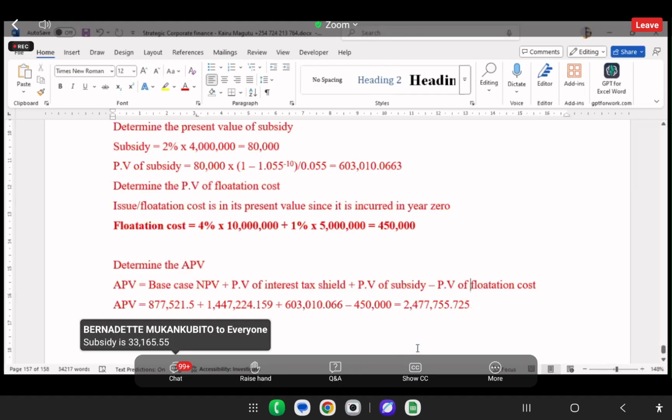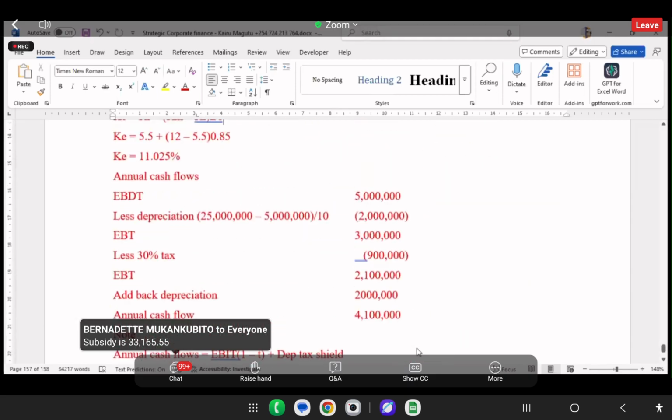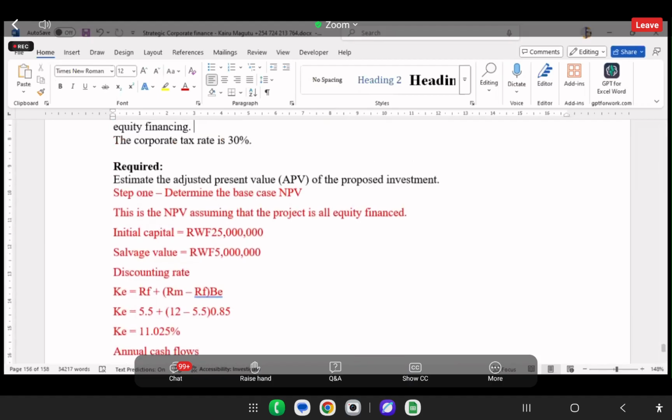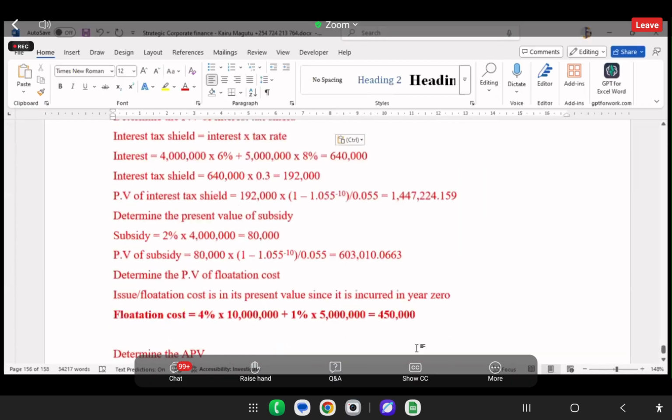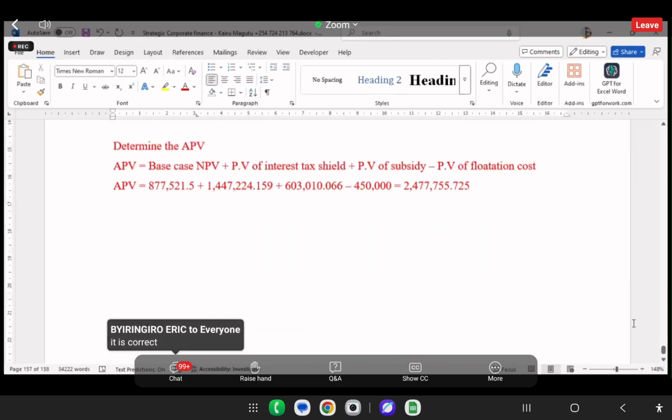So can you confirm, please confirm whether that value is correct. Confirm whether this value is correct, please. And if it is correct, then we can go ahead.